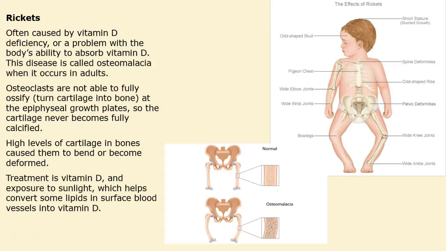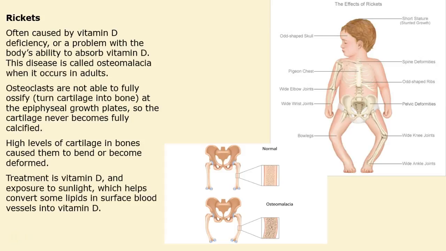Rickets, we don't see this as much in our modern world because we find that many products are fortified with vitamin D. But some people have an inability to absorb vitamin D, or they live in very poor conditions, not drinking any milk, they're drinking Coca-Cola and eating white bread. It's also called osteomalacia. That's in adults, and that's pretty rare. Osteoclasts are not able to fully ossify, and that means they're not able to deposit enough calcium and phosphorus at the epiphyseal plates, so the cartilage never becomes calcified, and so it's very bendable.